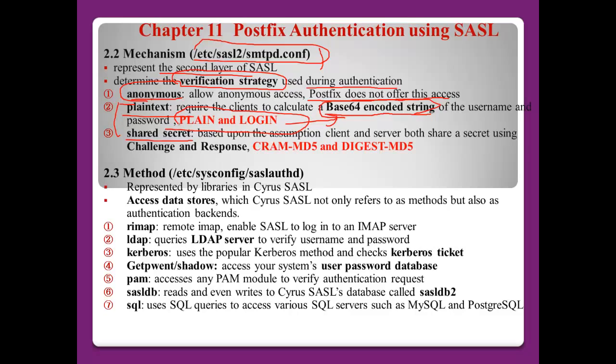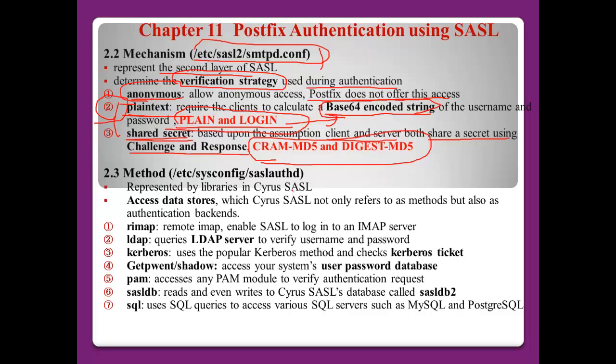So if we want to use SASL with the plain text mechanism, we have to configure plain and login. Number three, shared secret. This is normally based upon the assumption that the client and the server both already share a secret, using challenge and response. If we want to use this one, the mechanism must define CRAM-MD5 and DIGEST-MD5. In this video, I will use number two, plain text.